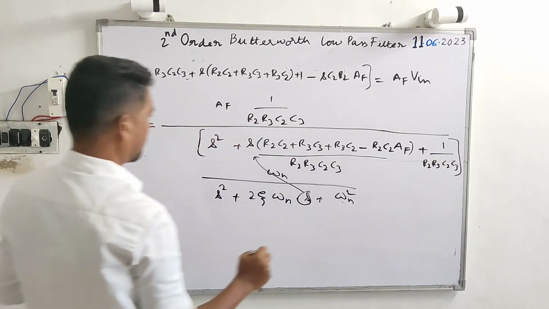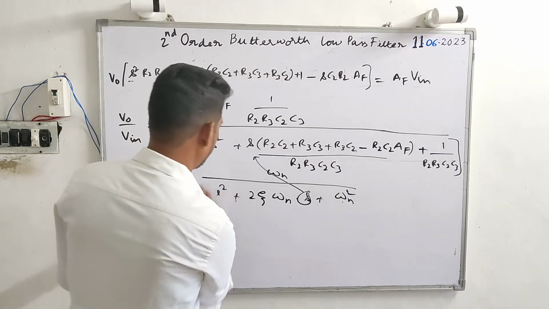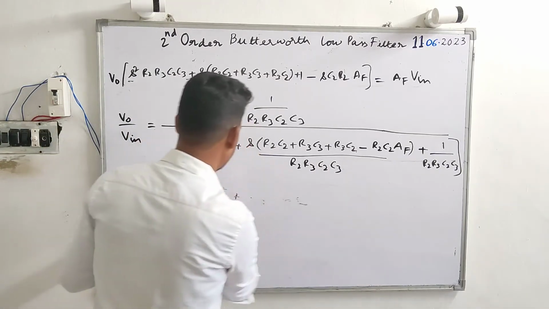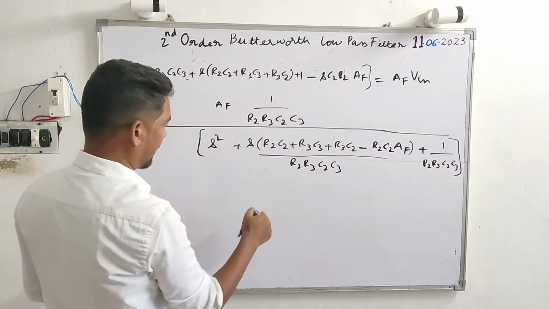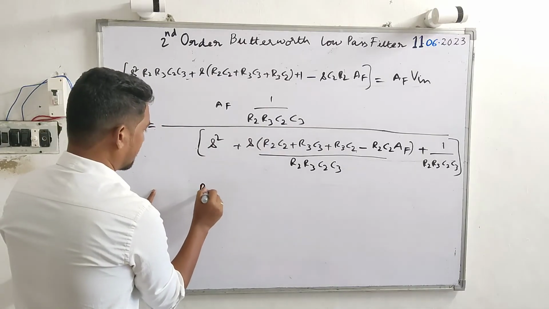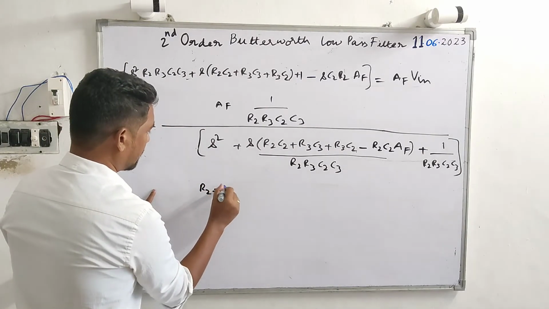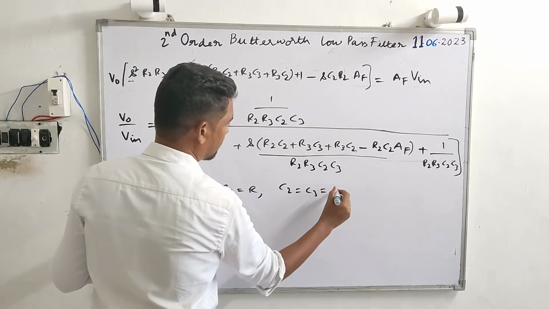All right, so I made a small mistake, of course, comparing this with the standard expression itself. I'm taking back that one. This has to be compared with, now what, with R2 equal to R3 equal to R, and C2 equal to C3 equal to C.